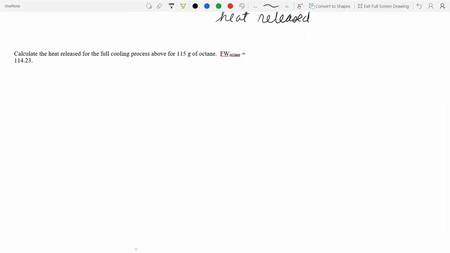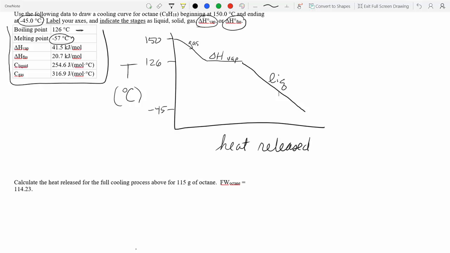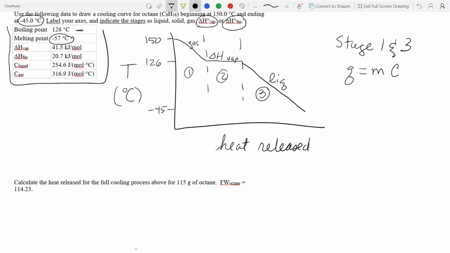Now let's calculate the heat released for the full cooling process above for 115 grams of octane. So we actually need all of this information that we have here. Let's talk about our stages. We have stage 1, where we're a gas, stage 2, which is a phase change, and then stage 3, which is liquid. For stages 1 and 3, which way are we going to use to calculate the amount of heat released? Well, because we're changing temperature, you have to use the one that uses the mass or moles, then the specific heat and change in temperature. For stage 2, we're going to be using the one that incorporates the heat of vaporization.